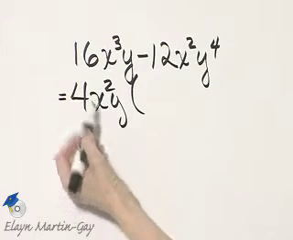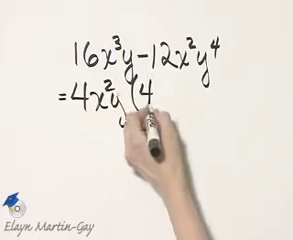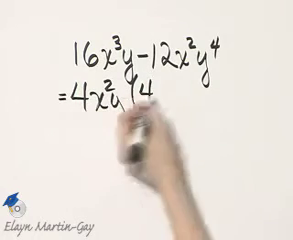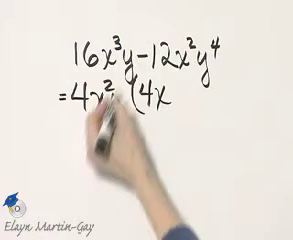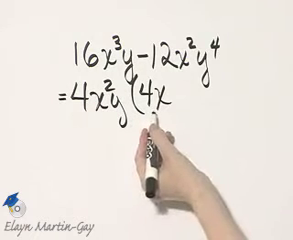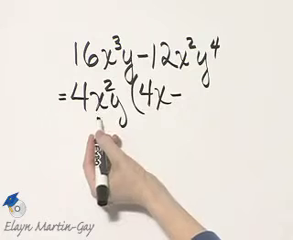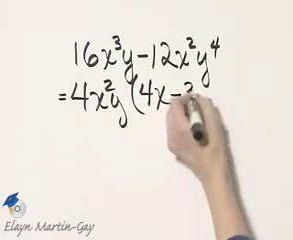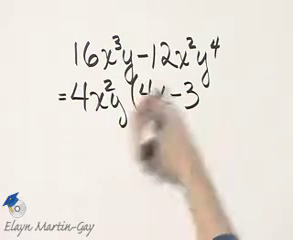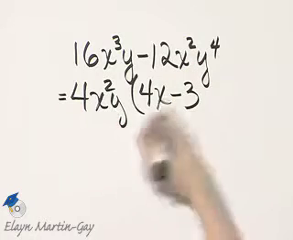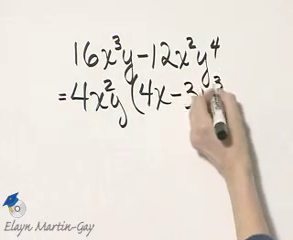That's what's happening. 16 divided by 4 is 4, x cubed divided by x squared is x, and the y's divide out, and I'm left with 4x. Minus, what is this divided by that? Well, 12 divided by 4 is 3. The x squareds divide out, and y to the 4th divided by y is y cubed.